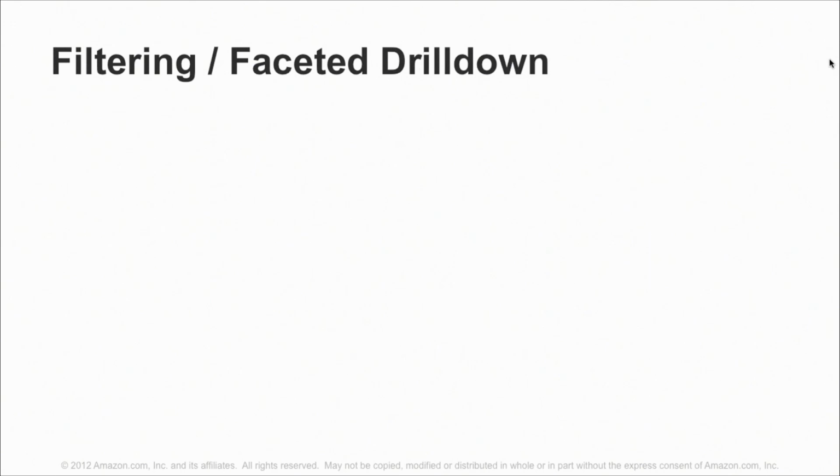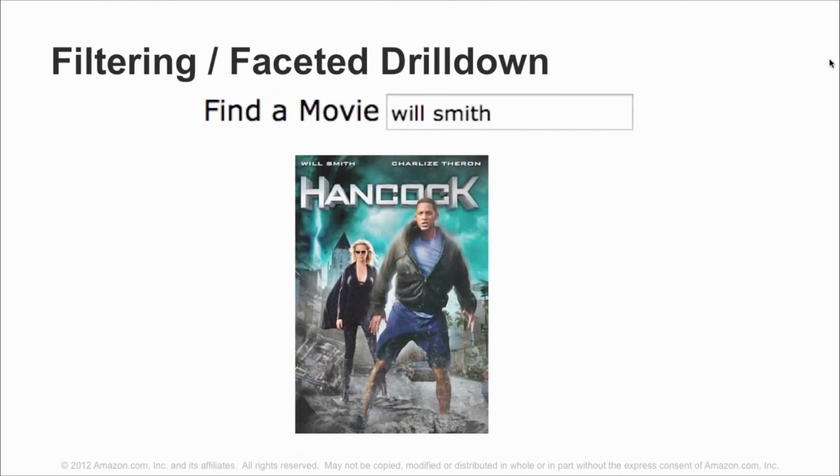So we're going to move from matching now into the filtering realm, and we're going to step through an example of faceted drill down. Search facets are generally provided on the screen, and what they report is a count for how many documents that were matched have a particular attribute. So if I was searching for a movie, and I know it's a Will Smith movie, and I don't remember the title, I could try to search for Will Smith.